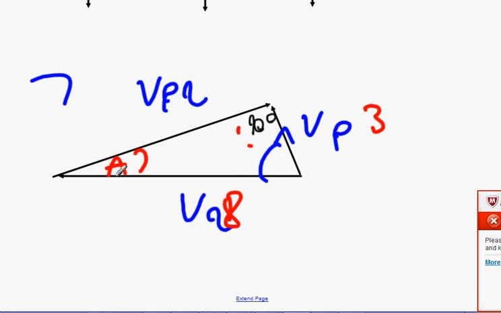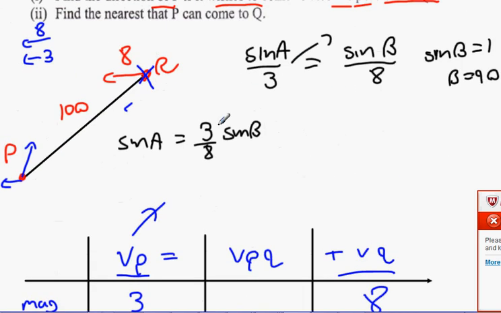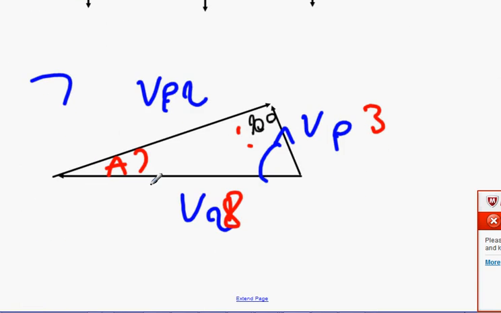By making B 90 degrees, what effect does that have on A? It makes A the largest value of A it can possibly be. Do you understand? If B was any other number other than 90 degrees, we'd get a smaller value for angle A. Because if you sine inverse an eighth, it's a much smaller angle than sine inverse 3/8. Now this means that we've in effect made angle A much bigger, and the bigger angle A is, what does that mean?